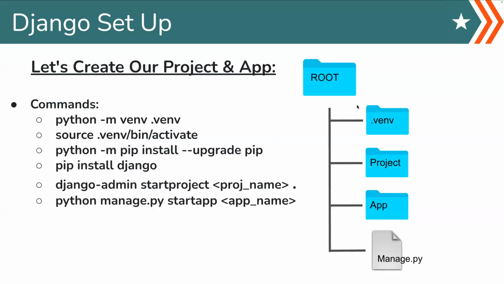So right now, this is pretty similar to what our project directory structure looks like. And in fact, in a moment, I'll hop back to VS Code and we can look at it. And you can see the commands here that we did. We created our virtual environment. Let me point these out. We created our virtual environment. We activated it. We upgraded pip. We installed Django. We started a project. And now we're going to start an app using that manage.py file.